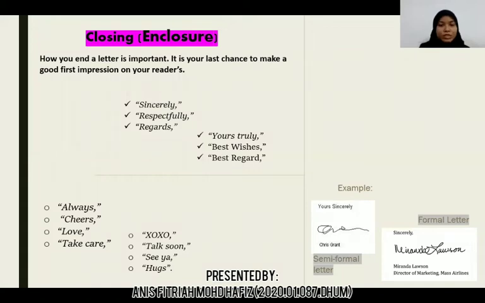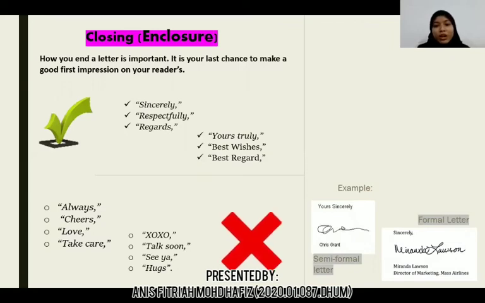Okay, closing: how to make a good first impression on your readers. Some examples of closings to avoid are always, cheers, love, take care, XOXO, talk soon, see ya, and hugs. Examples of good closings are sincerely, respectfully, regards, yours truly, and many more.